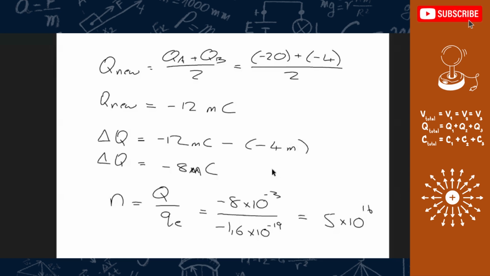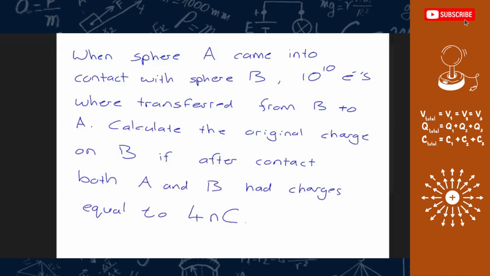The minus 4, and we'll say that the change here was a minus 8 microcoulombs, and then we can calculate the number of electrons that were transferred by dividing that change by minus 1.6 times 10 to the power of minus 19.